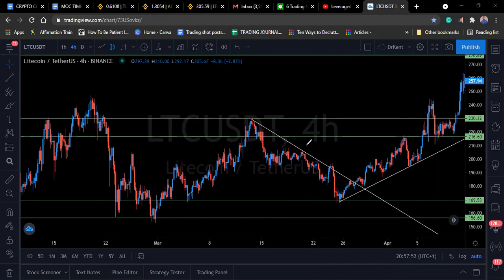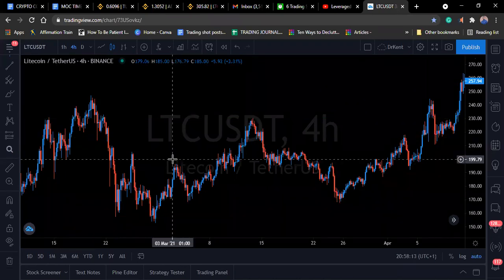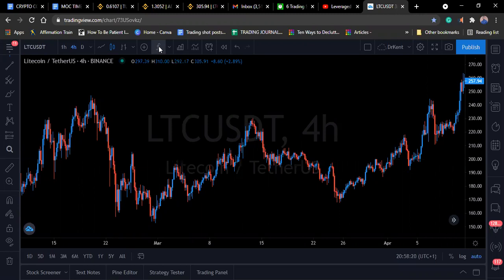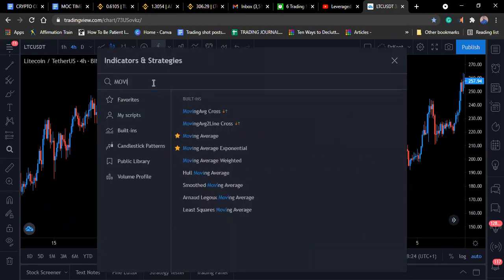Now, before I add moving averages to the chart, on TradingView, you can decide to delete all the lines I've drawn on the chart by just coming to this bin sign. Click on this bin sign and all the lines will disappear. Now, to add a moving average to my chart, I go to indicators. This sign is indicators. Then I type moving average.